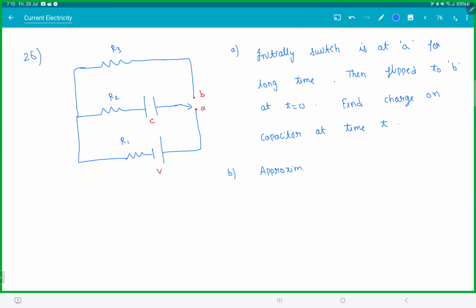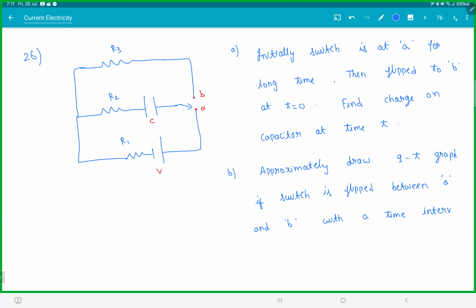Now approximately draw the Q-t graph if the switch is flipped between A and B for a small time interval. Meaning initially it's at A, then you flipped to B for a small time, then you came back to A for a small time, and so on. The switch is flipped between A and B with the time interval.